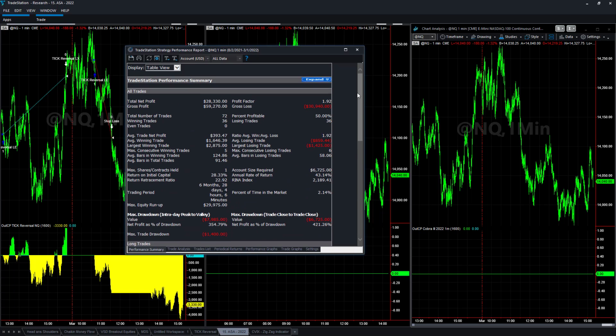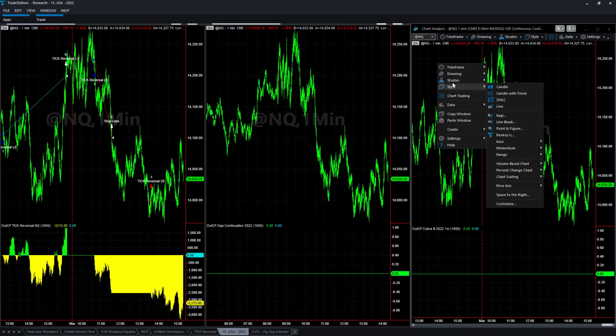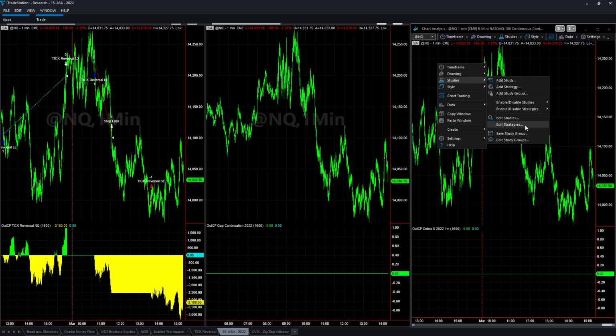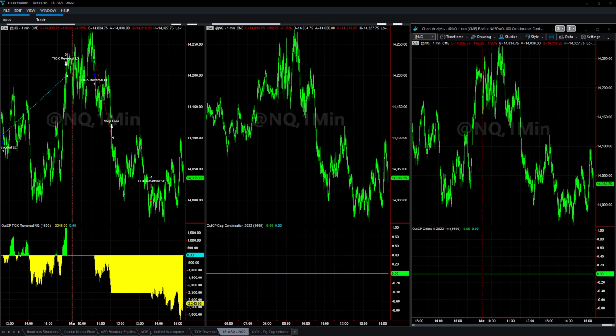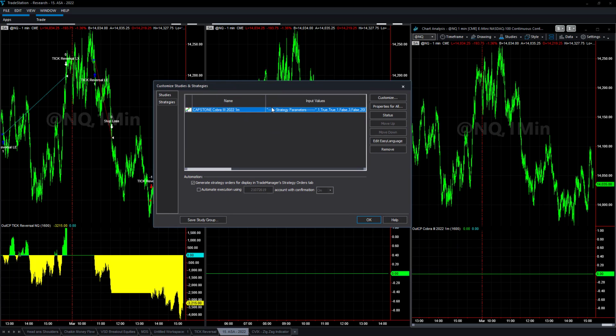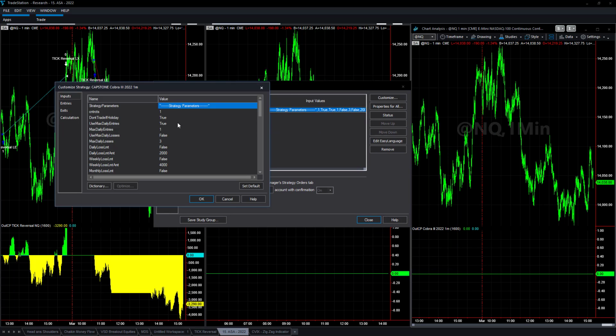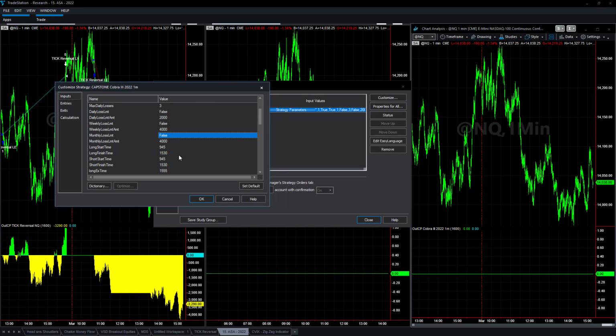So let's look at the input parameters on this and the new features. So edit strategies and pull that in here. Have multiple windows here. So don't trade on holiday, one contract, use max daily entries, just one. You have the max daily losses, daily loss limit, weekly loss limit, monthly loss limit, long start time, long finish time. This is the time period in which it can enter into a trade. It can enter a trade between 9:45 and 15:30 Eastern time.